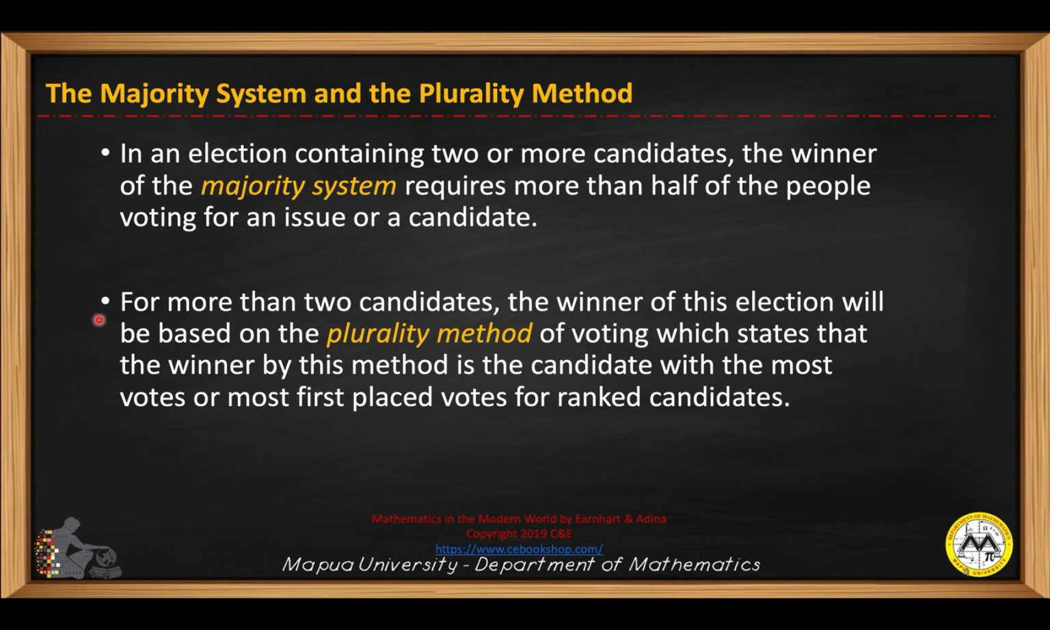For more than two candidates, the winner of this election will be based on the plurality method, which states that the winner by this method is the candidate with the most number of votes, or first place votes for the ranked candidates.